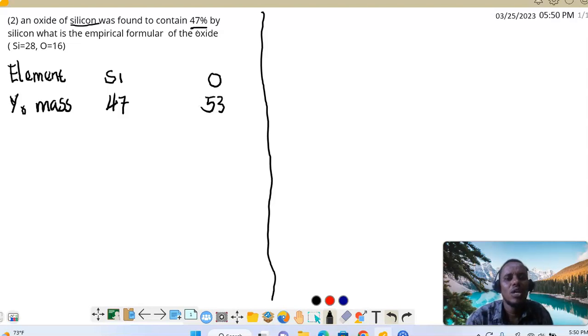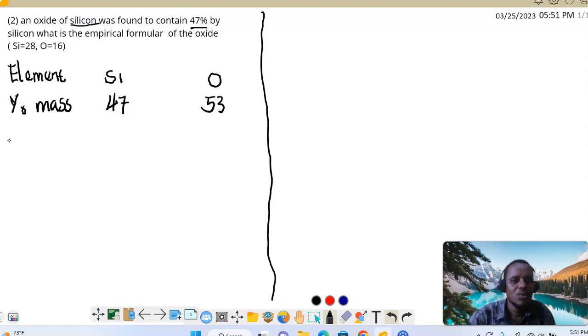Where am I getting this 53? Somebody will ask. Here we have 47% of the whole compound, which contains oxygen and silicon. Let me say it again. The whole compound is 100% and the silicon is 47%. So what will be oxygen? 100 minus 47 to get the percentage of oxygen, which is 53.